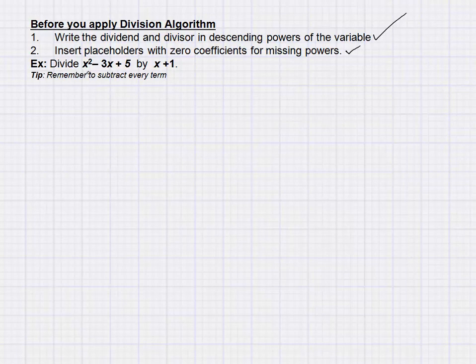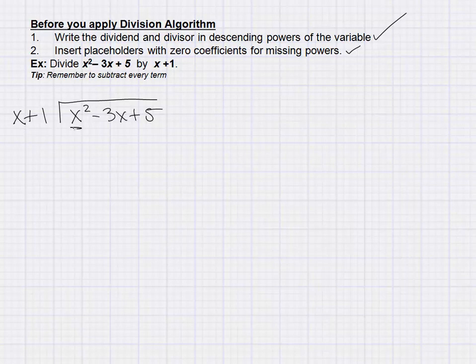So if we want to divide x squared minus 3x plus 5 by x plus 1, I have x squared minus 3x plus 5, and I want to divide that by x plus 1. So this is my dividend, this is my divisor. I'm not missing any powers for my divisor or my dividend. I start with a square, then I go to a first, and then I have a constant, and my divisor is the same way.